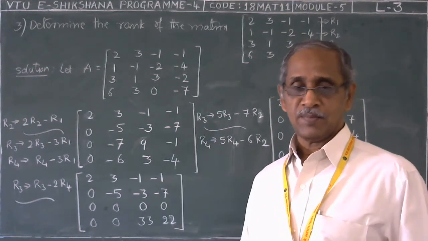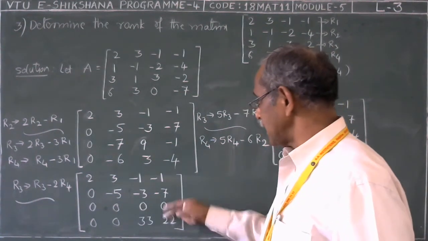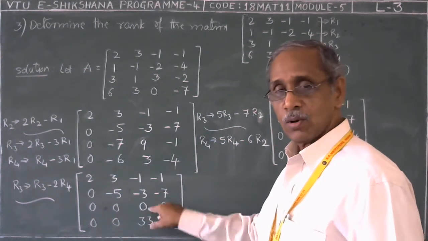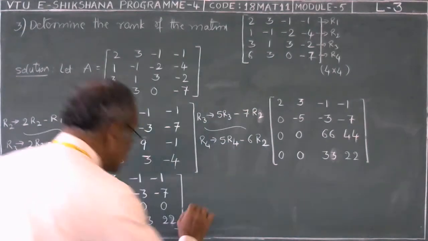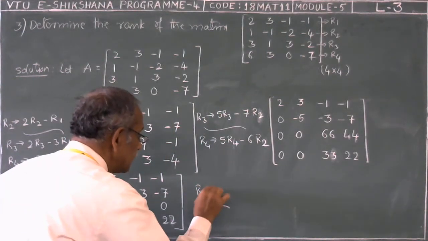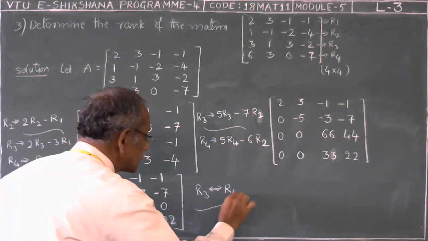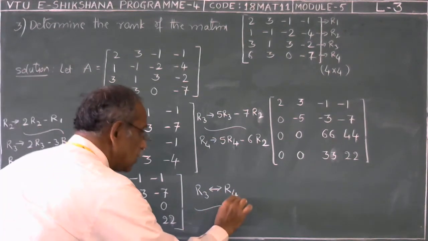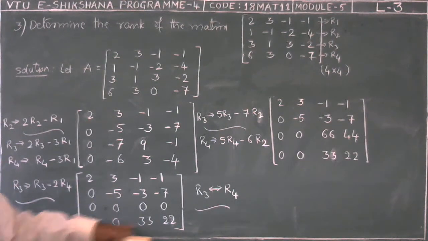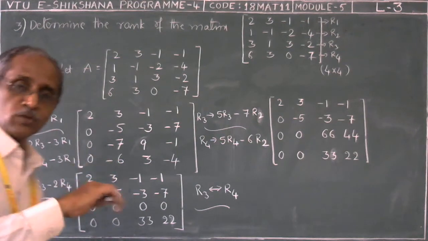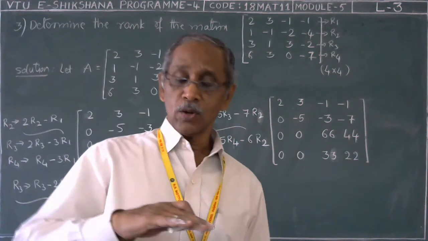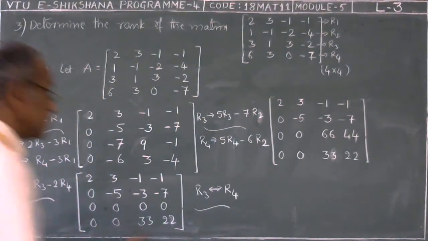Now, in the echelon form, there is a property that all zero rows should be at the bottom. So I will change R3 and R4 to push this row to the bottom. I will interchange R3 with R4 because R3 is a row with full zeros and R4 is a non-zero row. So zero rows should be at the bottom, and non-zero rows should be at the top.